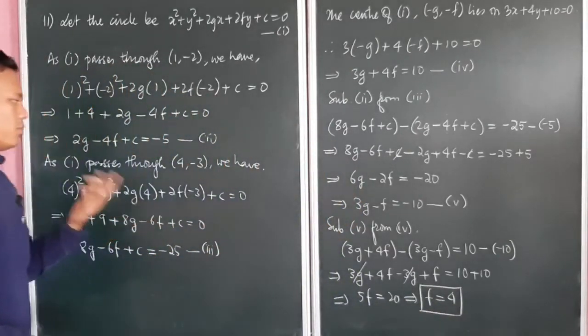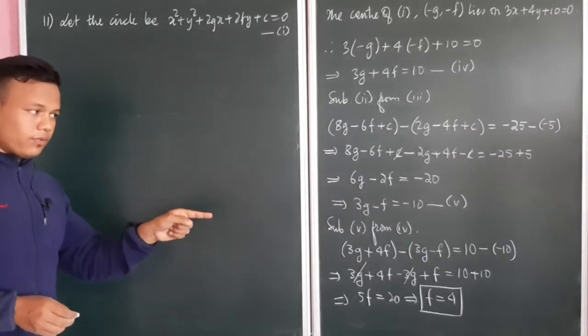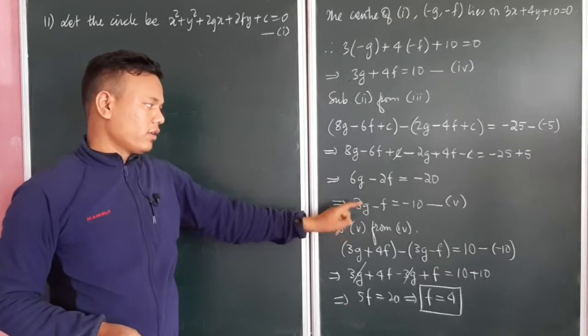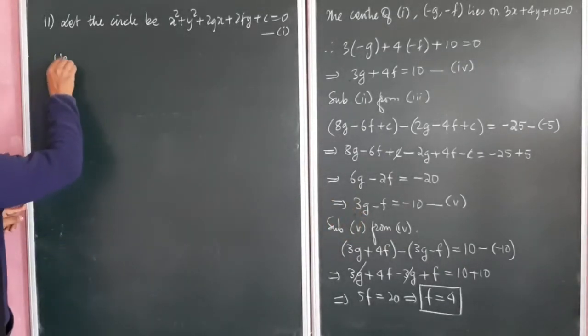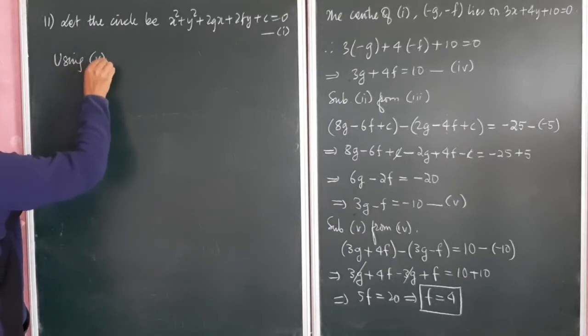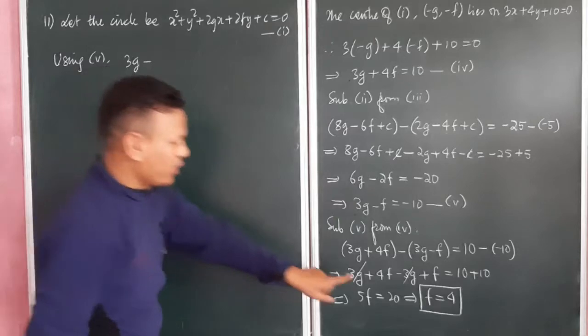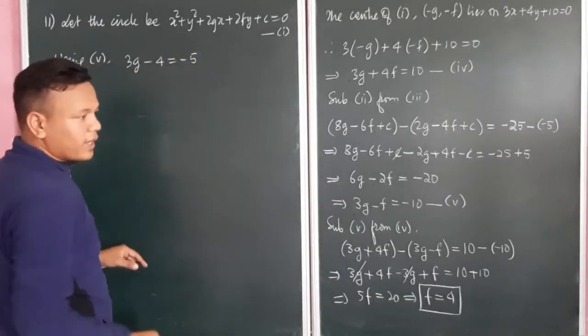I don't have space. Pause the video to note down. Okay, so we got the value of f. Now let's make use of one of the equations, that is 4 or 5. So let me use 5. It's very simple, right? So using 5, we have 3g minus f. And how much is f? f is 4.